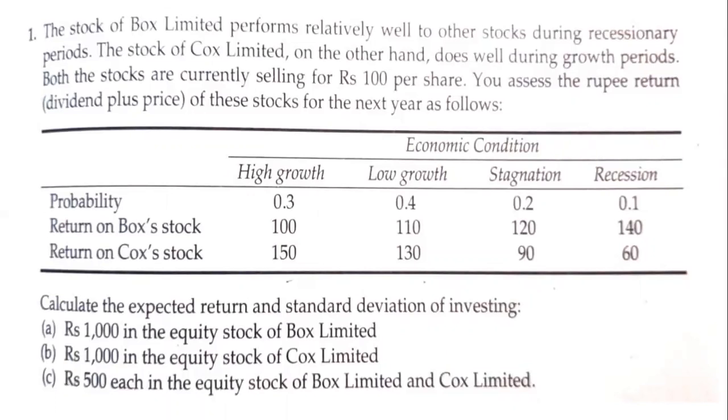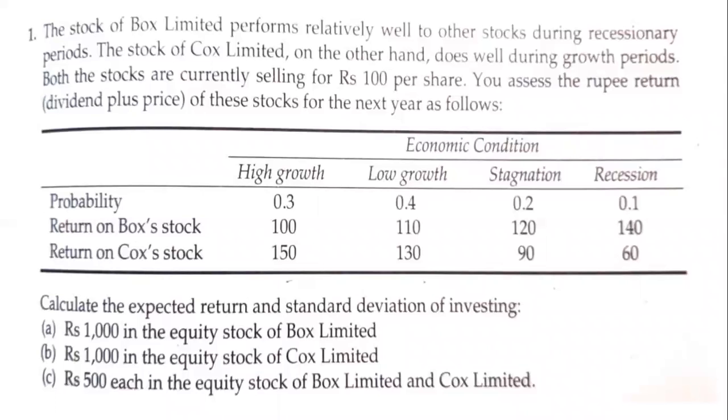We have two stocks here. Both the stocks are currently selling for rupees 100 per share. So one share costs 100. You assess the rupee return, that is dividend plus price of these stocks for the next year as follows. They have given the economic conditions: high growth, low growth, stagnation, and recession, and the probability in high growth is 0.3, in low growth 0.4, stagnation 0.2, recession 0.1.